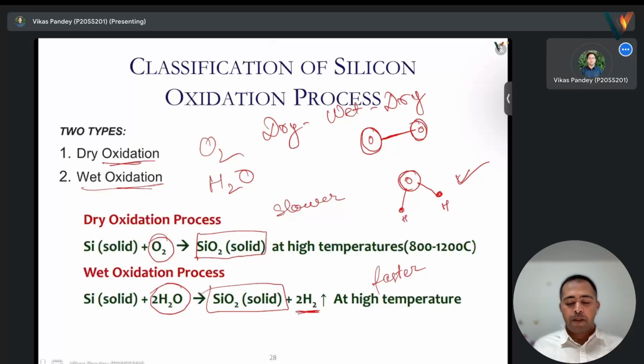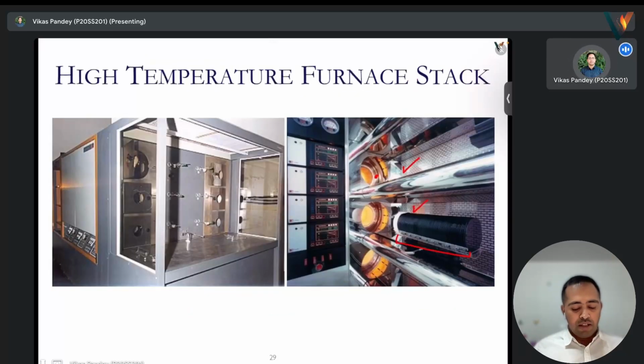wet oxidation. Okay, so how do these furnaces look? If you see, these are the furnaces, different furnaces where this wafer, this whole set of wafers, is stacked on a quartz board, then put inside and baked for some specified time, which we know. And this is the controller, for how much the temperature will be inside the furnace. Then gases are put, either H2O or nitrogen with H2O.